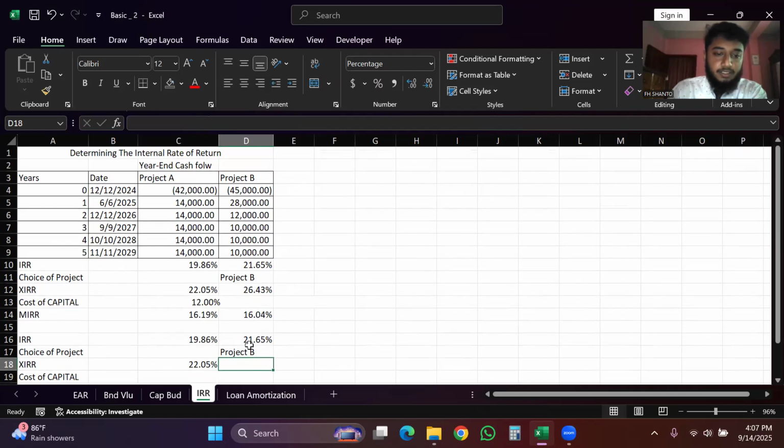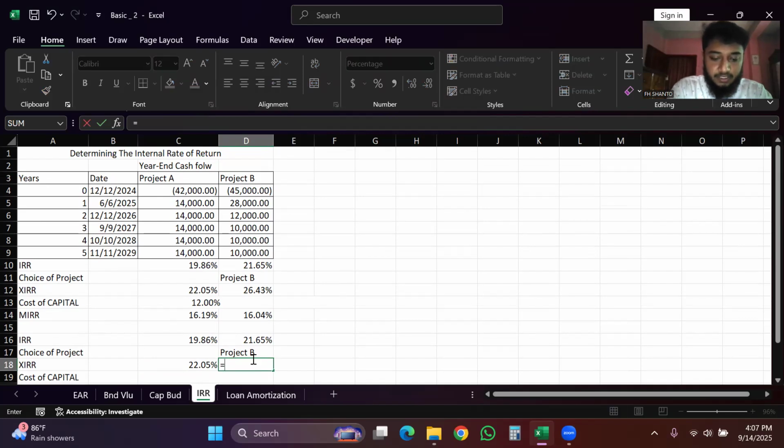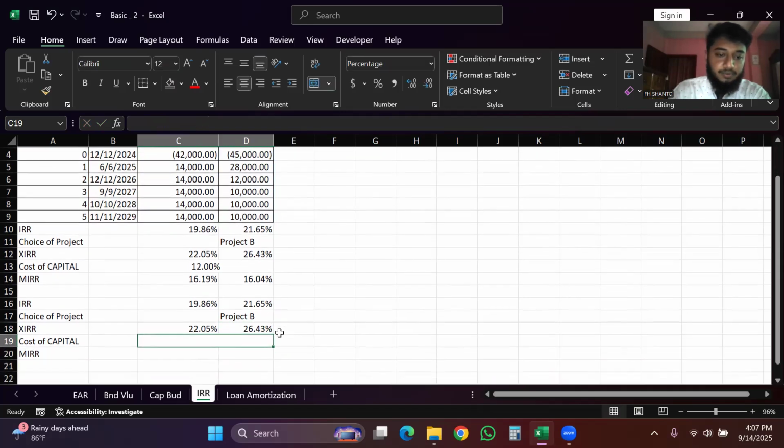For project B, here is the same process. That means XIRR, tab button. Here the values, Control Shift down arrow. You can see the selection of these three cells. I have to unselect it. Shift up arrow here, then comma, then the dates. Both are the same dates. Close the bracket and press enter button. Here you can see 26.43%.